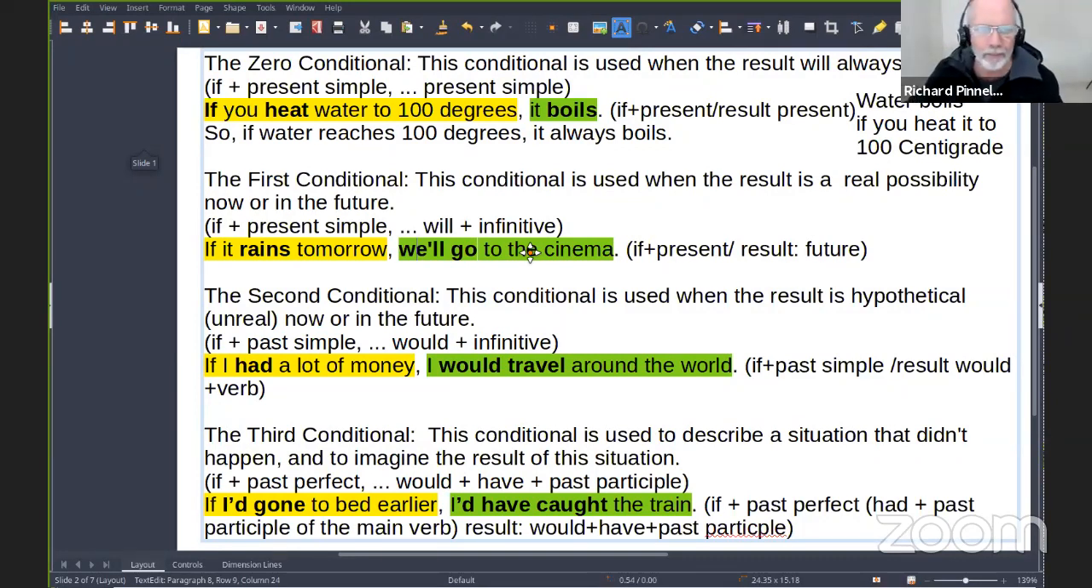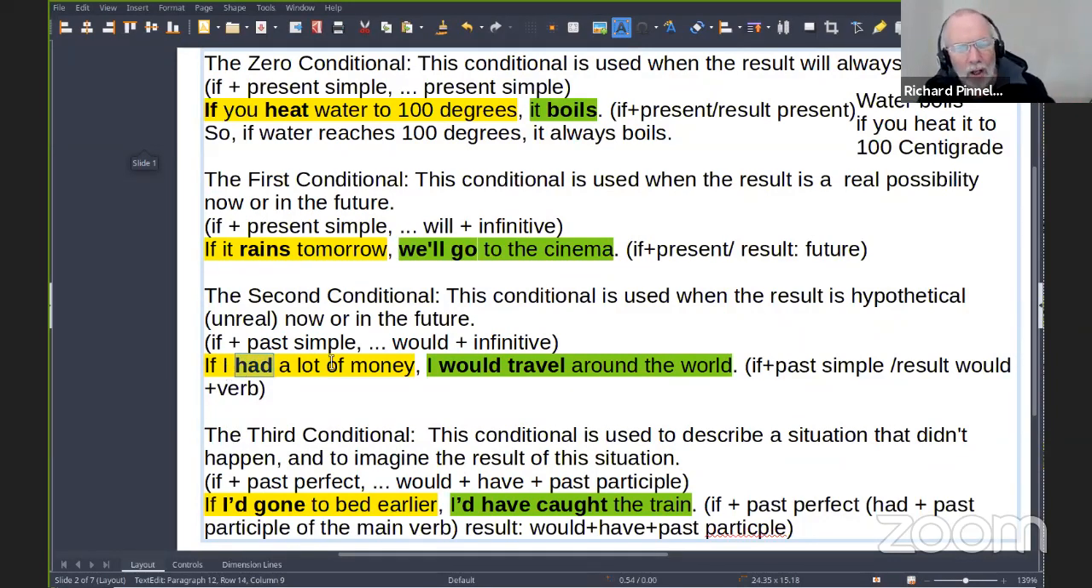Not with this one and not with the next one, but the one today is the third conditional. So let's carry on. The second conditional is used when the result is hypothetical. It means completely unreal. When you want to talk about something which is not ever going to happen, it's completely hypothetical. You need to put the verb in the if part in the past tense.